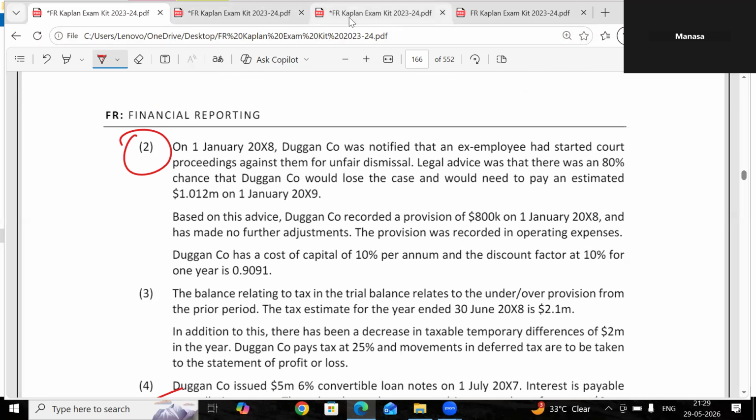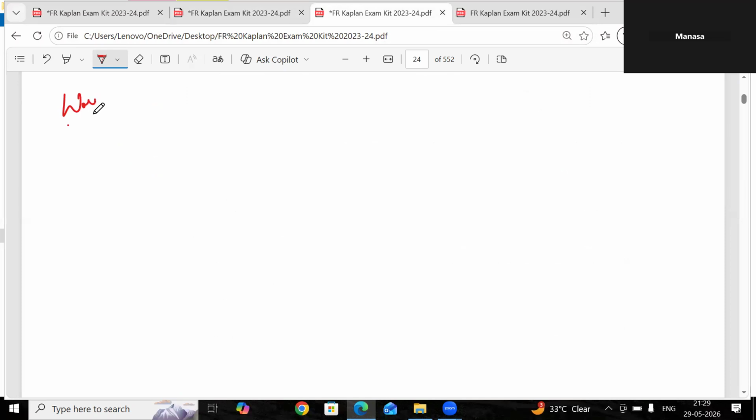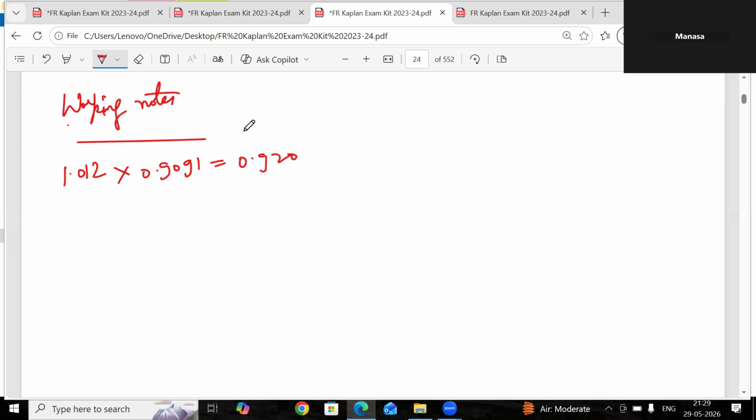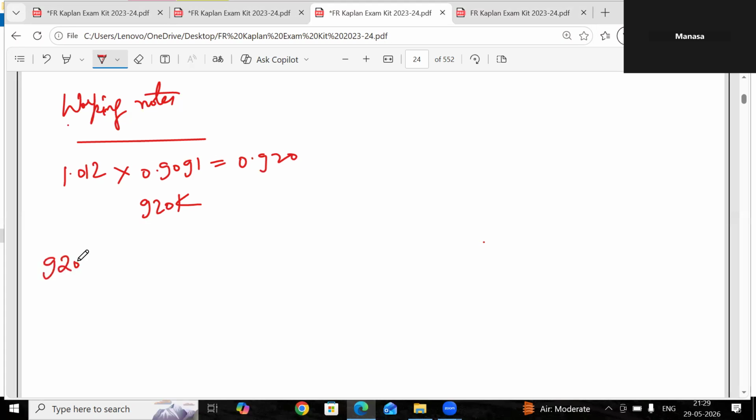See, we calculated this. Let me give you the working notes details. I have done the calculation, right? In the working notes, I explained how we got this liability of 1.012 into 0.9091. We got 920. This is something the company has to pay to the employee. So that happened to be 920K. Yes or no? Mansa, you remember? Yes, sir. 920 is what we have to make the provision for.